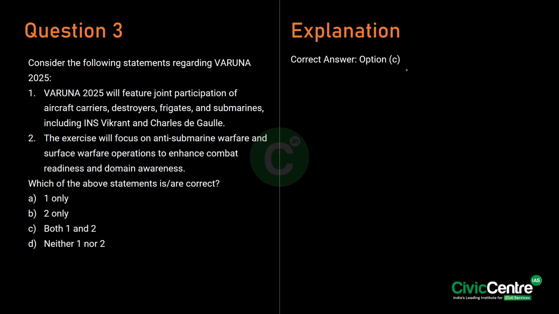Okay. Now moving on to the third question, which talks about the Varuna exercise 2025 between India and France. See, Varuna 2025 will enhance India-France naval cooperation with a focus on improving interoperability through joint exercises involving aircraft carriers, destroyers, frigates and submarines. Hence, the first statement is correct. The exercise will emphasize anti-submarine and surface warfare to refine combat readiness and domain awareness. Even the second statement is correct. Additionally, air defense capabilities will be enhanced through air-to-air combat drills. These efforts aim to strengthen tactical coordination and operational synergy between both navies across different maritime domains. Here the correct answer is option C, which is both 1 and 2.